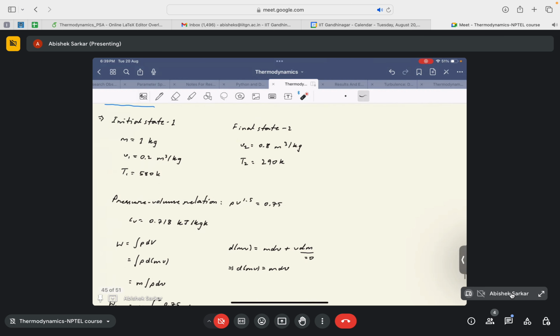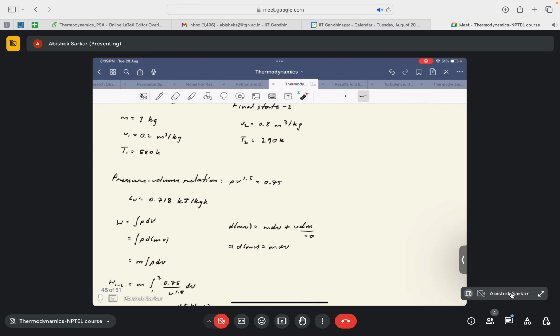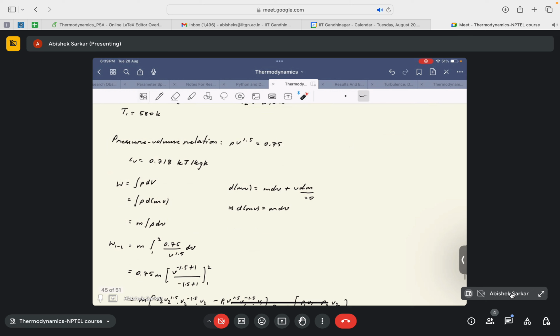We know that the net work interaction can be given by this equation. This is integral of PdV, where in our case we only know the specific volumes, so we write this equation in terms of specific volume. So V is equal to m into v, where m is the mass of the gas and v is the specific volume of the gas. From this relation we get that work done is equal to m into integral of P dv. Now just substitute the value of P from this relationship.